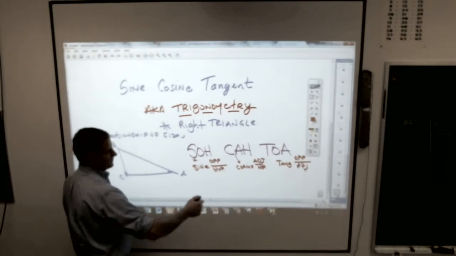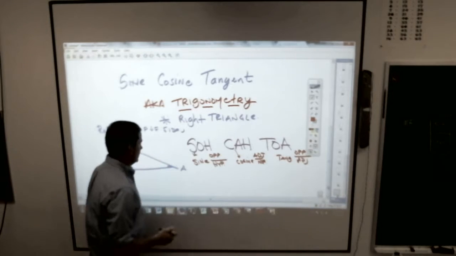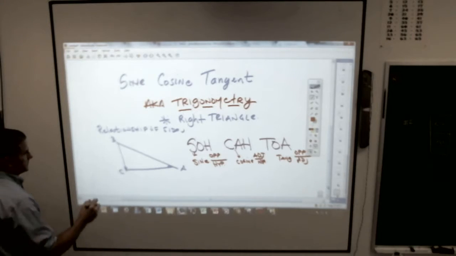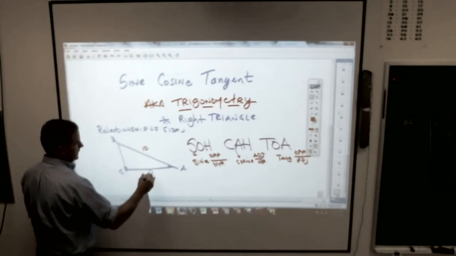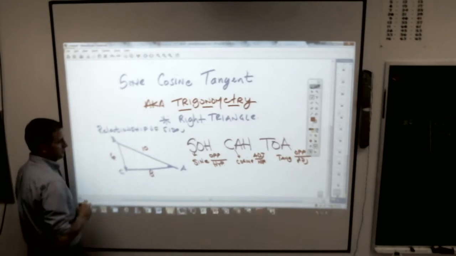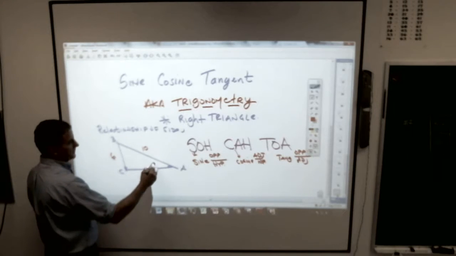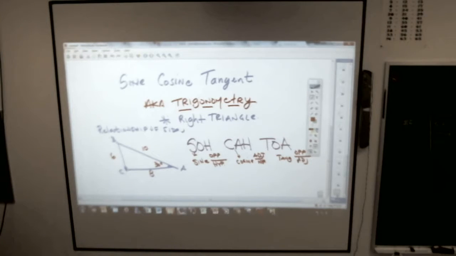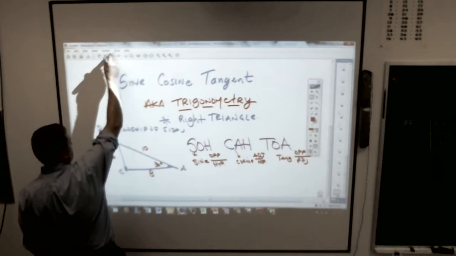So here is a case in point. Let's say I've got this triangle right here, and I'm going to put some numbers in it: 10, 8, and 6. If I know that this is 30 degrees, well, actually I don't need to know that. Sorry, take that away.